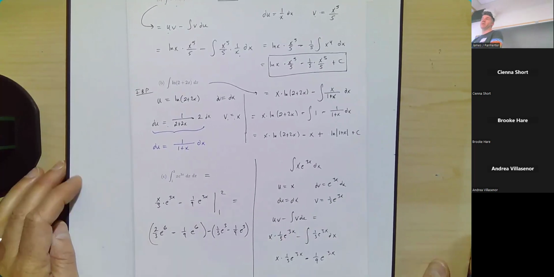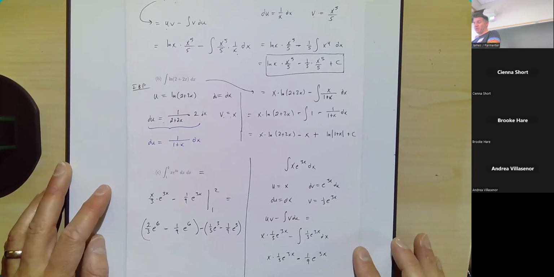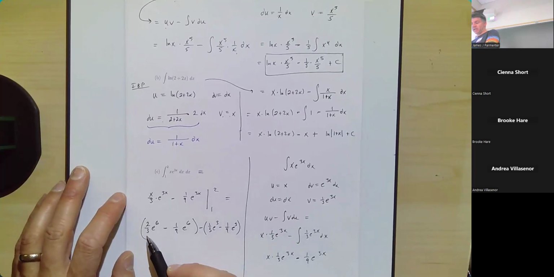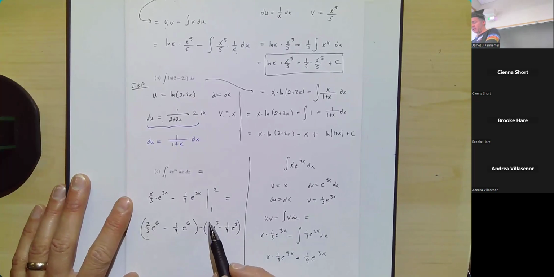Don't simplify this. I know it's really tempting. I really want to write that this is 6/9 minus 1/9, which is 5/9 e to the 6, and this is 3/9 minus 1/9, so it's 2/9 e to the 3rd. Don't do that unless someone is telling you to do that.